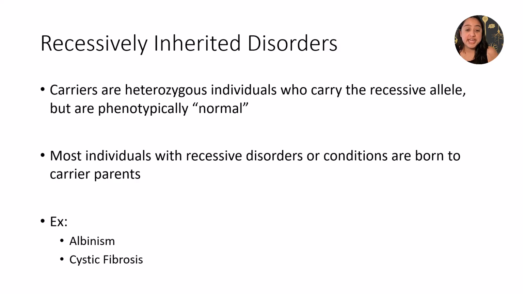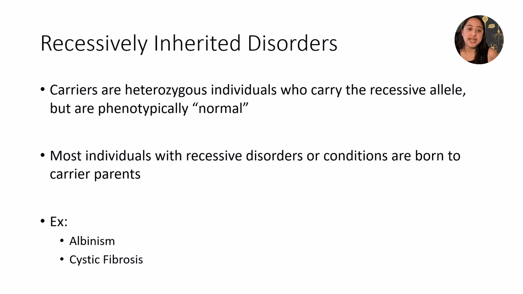So parents can be carriers. They can carry that recessive allele but not know because it's not going to be expressed. So carriers are heterozygous individuals who carry the recessive allele. They have a dominant and a recessive version. But because this disease or disorder is recessive, it'll only be expressed if you have both copies recessive. So carriers are phenotypically normal, but they are carrying that recessive allele.